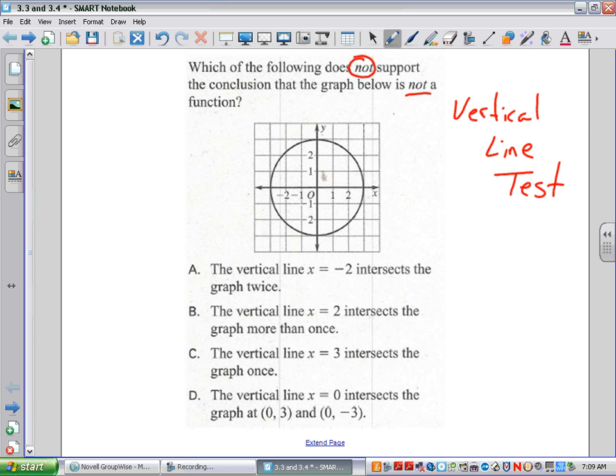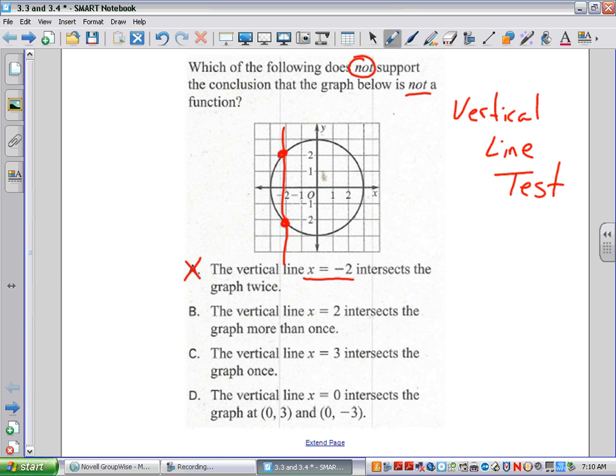So if you look at choice A, the vertical line x is -2. Let me draw that in there. It's right here. Not drawing it very good, but you get the idea. And you should see or tell that it intersects the circle twice. I'll highlight them. So that vertical line right there shows that that circle is not a graph because it intersects it twice. But that's not my answer because I'm looking for the one that does not support the conclusion. So it's not answer A.